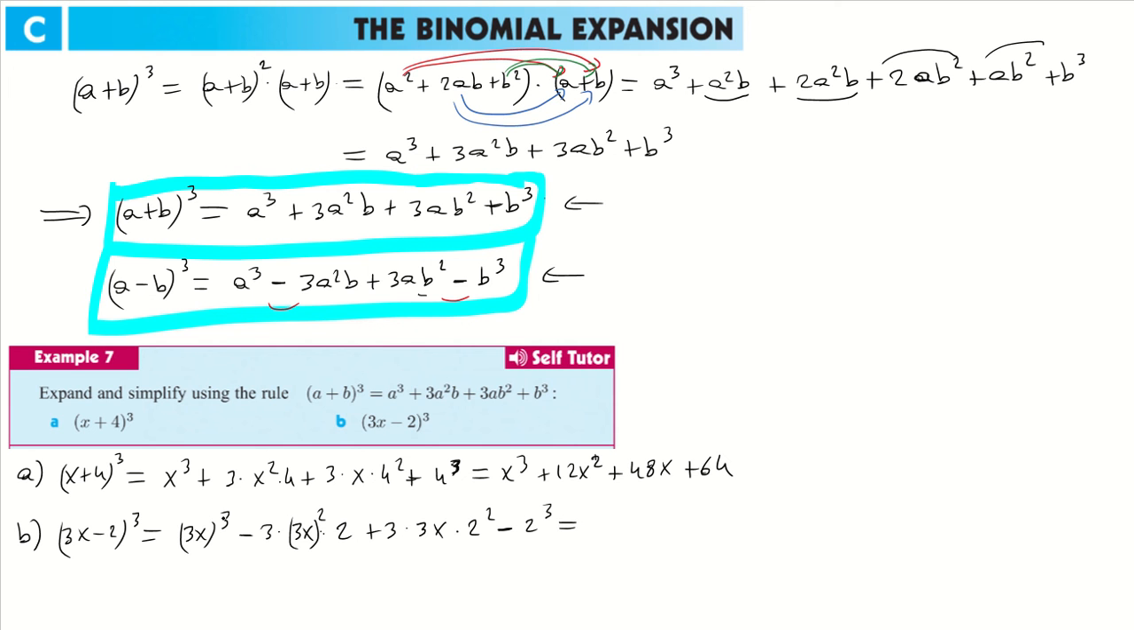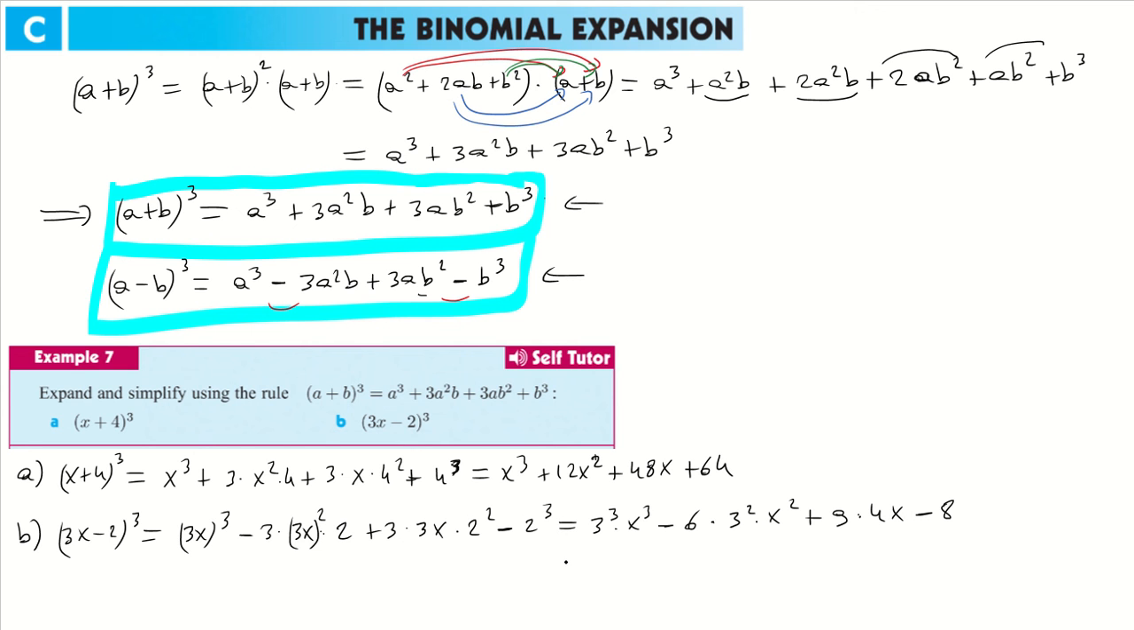That becomes (3x)^3, which is 3^3 times x^3, minus 3 times 2, which is 6, times (3x)^2, so that is 3^2 times x^2. And then plus 3 times 3x, which is 9x, so 9 times 2^2, which is 4, so 9 times 4 times x. And then minus 2^3, which is an 8.